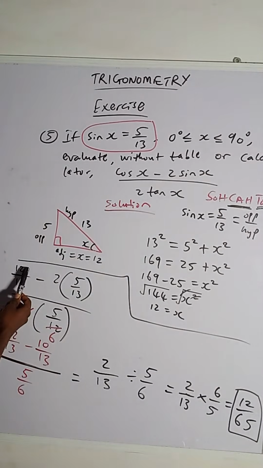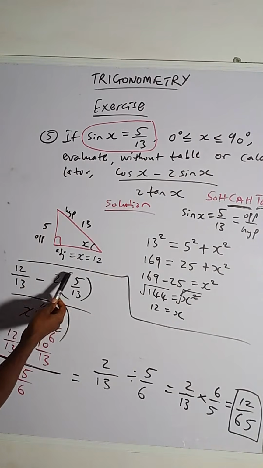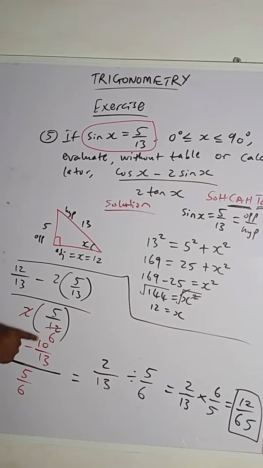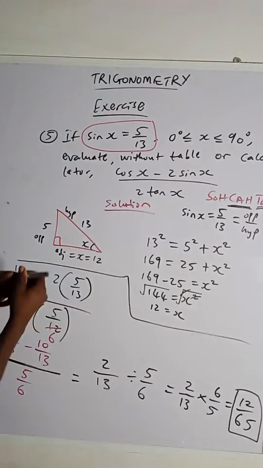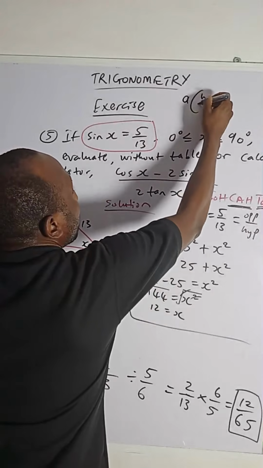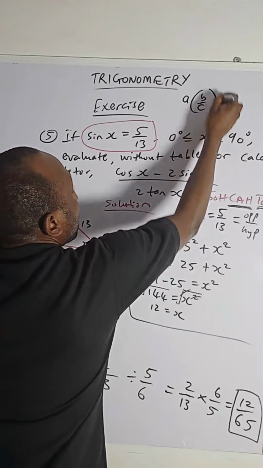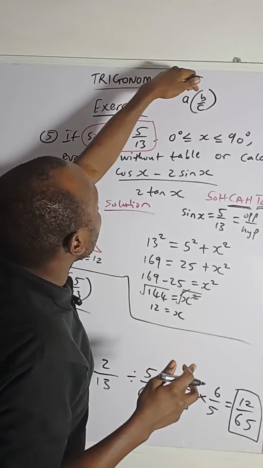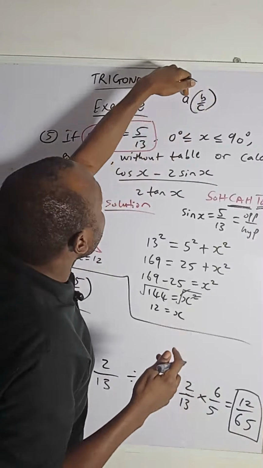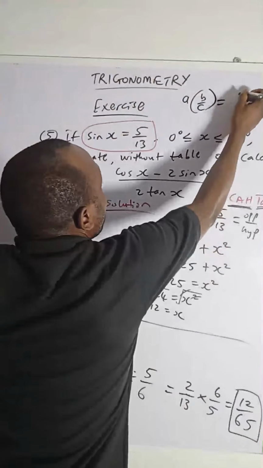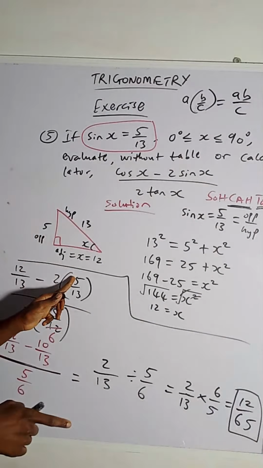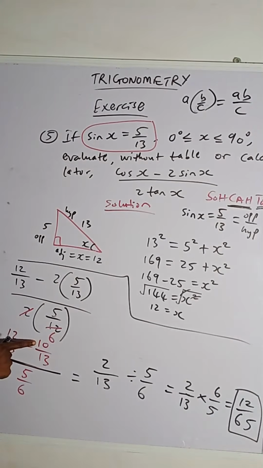From what I have here, this is 12 over 13 minus 2 bracket 5 over 13. I did 2 times 5. That's how I got this 10. So see, if you have this, for instance, let's say A times B over C. This A will be used to multiply B alone. You don't use this A to multiply B and C. No, it's not done. This A multiplies only B. So this becomes AB over C. That's what I did here. 2 was used to multiply 5, and 2 times 5, that's how you got 10 over 13 here.